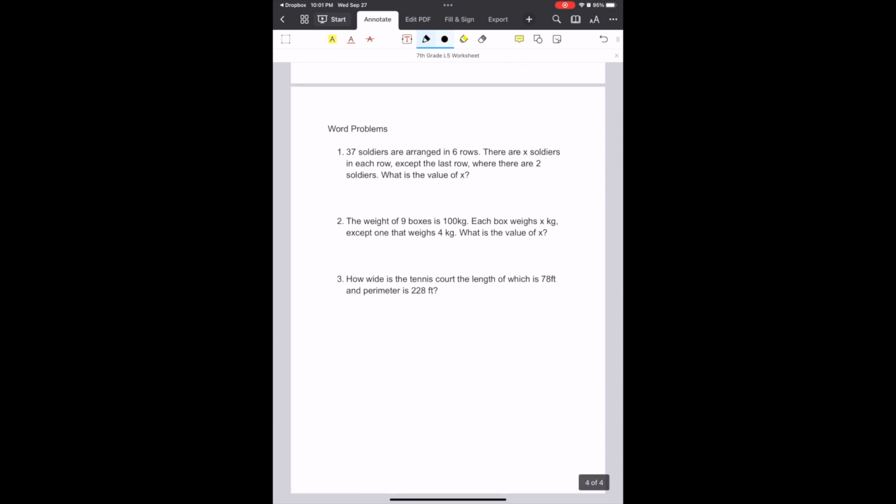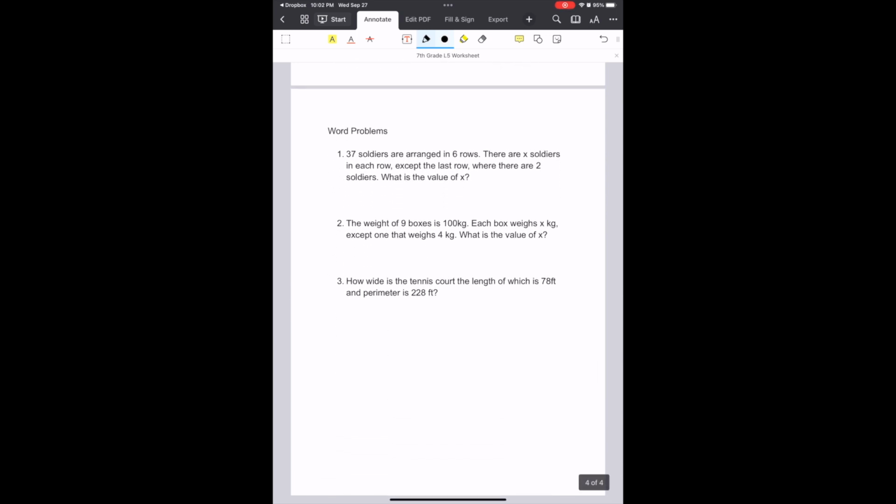And then finally, let's move on to word problems. We only had to do one, so let's do number 3. How wide is the tennis court, the length of which is 78 feet and the perimeter is 228 feet? So, actually, I don't really like that problem, guys. We could do number 2.